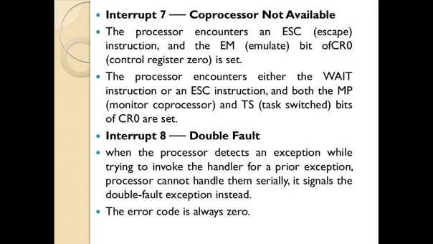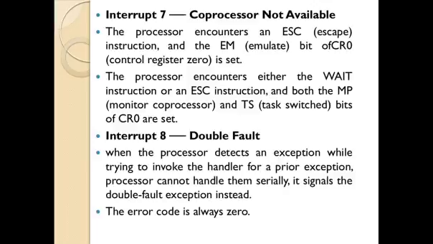Next, interrupt 7, coprocessor not available. The processor encounters an escape instruction and the EM bit of CR0 is set. Whenever an escape instruction is executed and the emulate bit is set, then interrupt 7 is the exception which is generated. It also occurs when the processor encounters either the WAIT instruction or an escape instruction, and both the MP and TS bits are set.